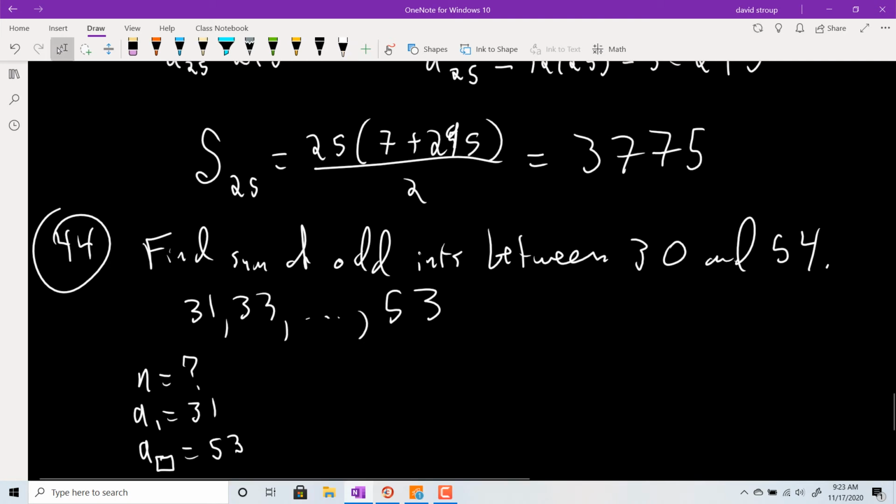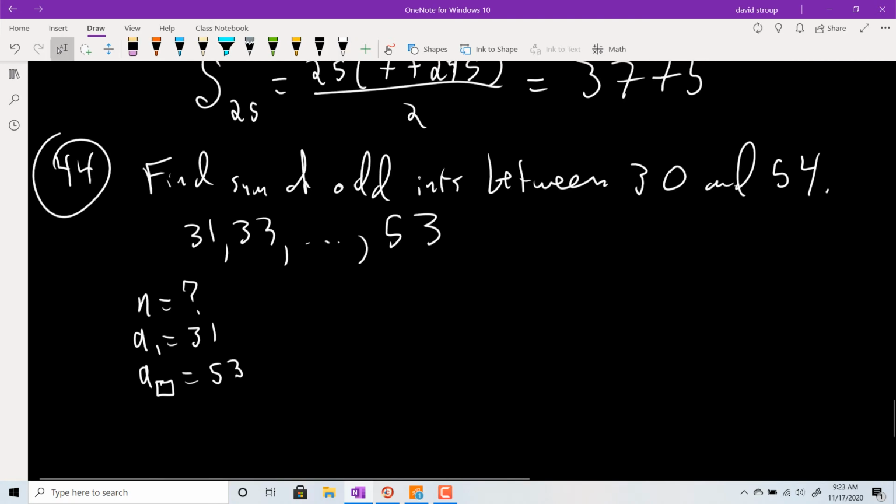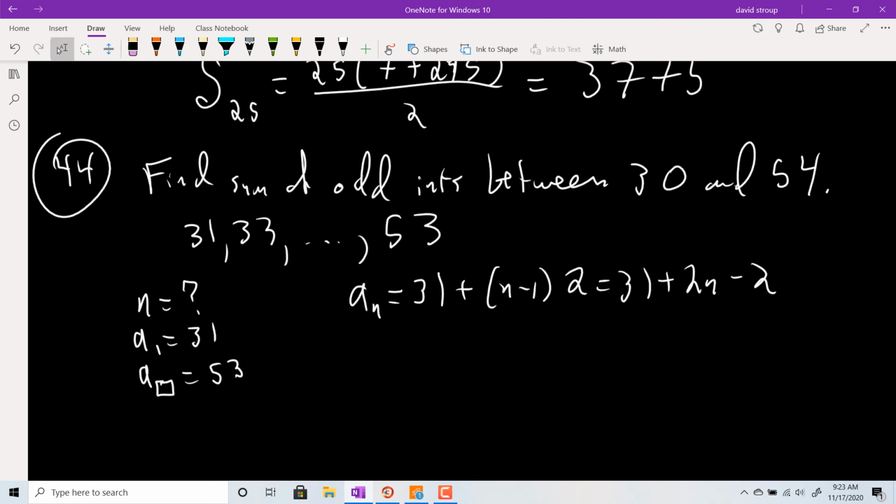How do I do that? You could use the nth term formula again, the general formula. You could say a sub n is equal to a sub 1, which is 31, plus n minus 1 times the difference, which apparently is 2. So that'll be 31 plus 2n minus 2.